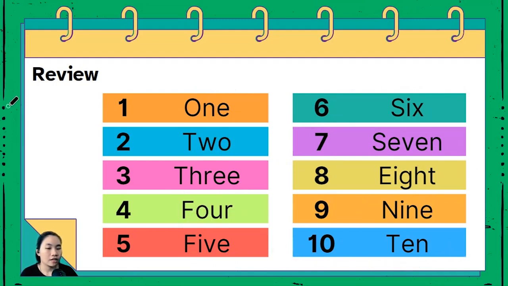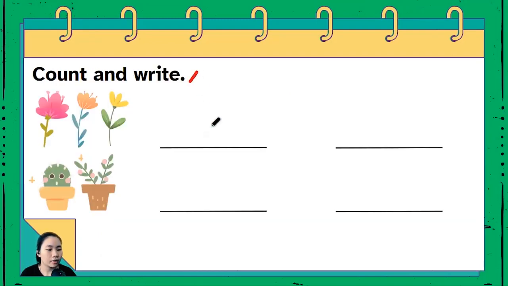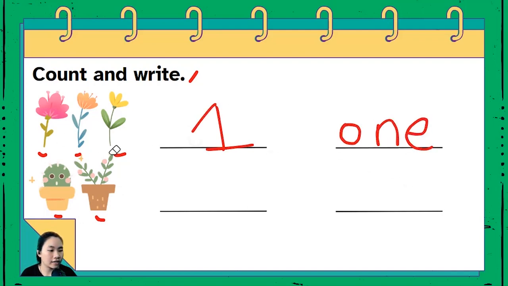Now we're going to read it a little bit faster. 1, 2, 3, 4, 5, 6, 7, 8, 9, and 10. Count and write. What we're going to do is count the objects over here. We have these little flowers and these plant pots, and then we're going to write the number and then the letters of the numbers.